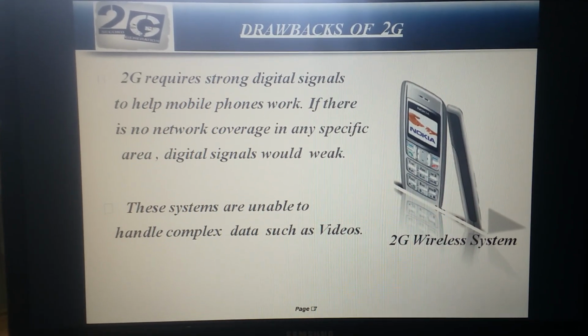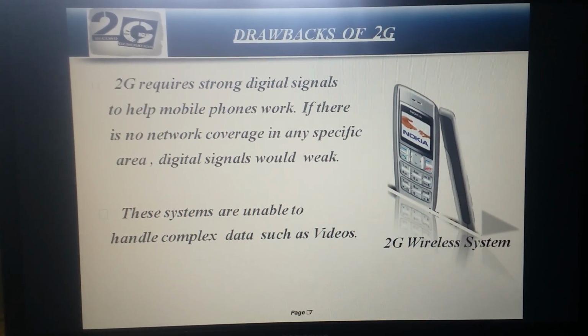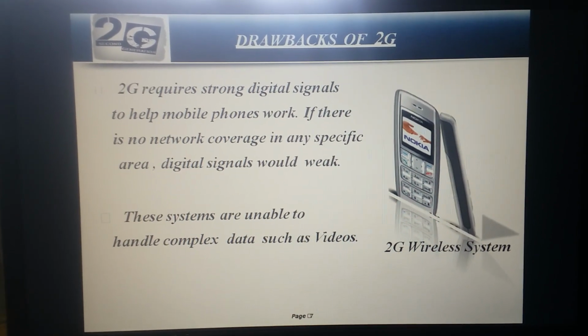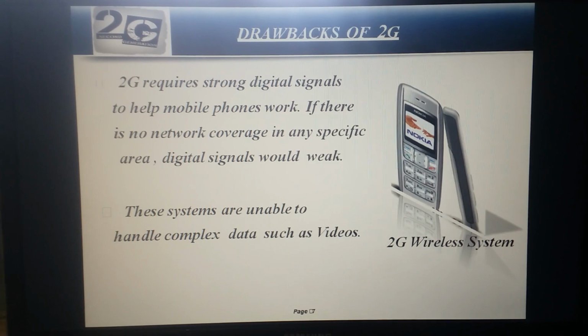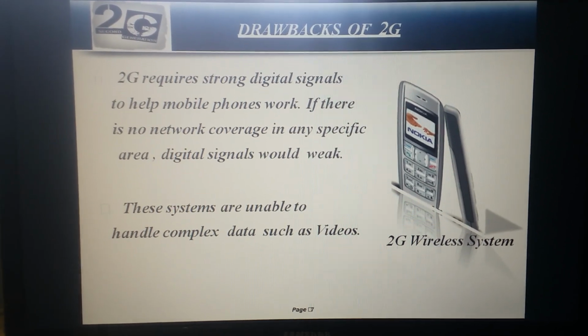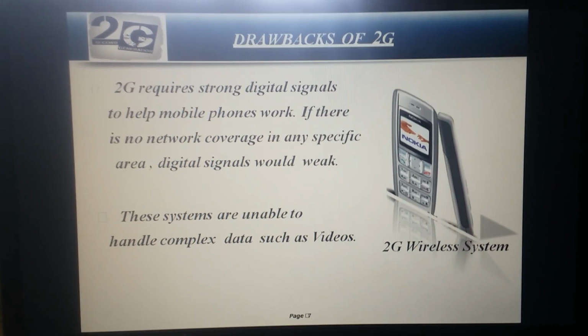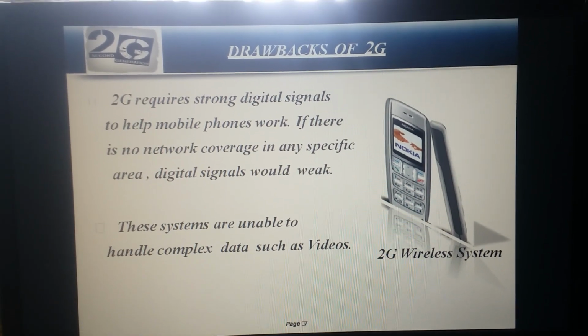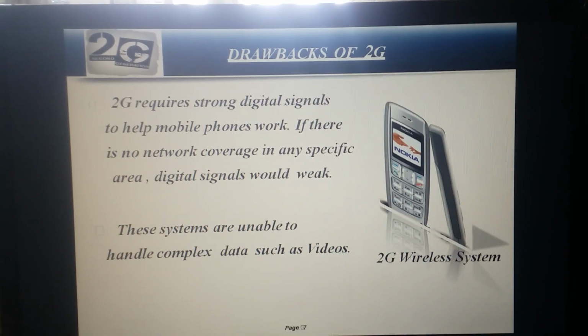The drawback of 2G is that it needs a strong digital signal to help the mobile phone work. If there is no network coverage in any specific area, digital signals will not help, so the signals would become weak. These systems are unable to handle complex data such as videos. A video supporting system will not be provided in 2G.